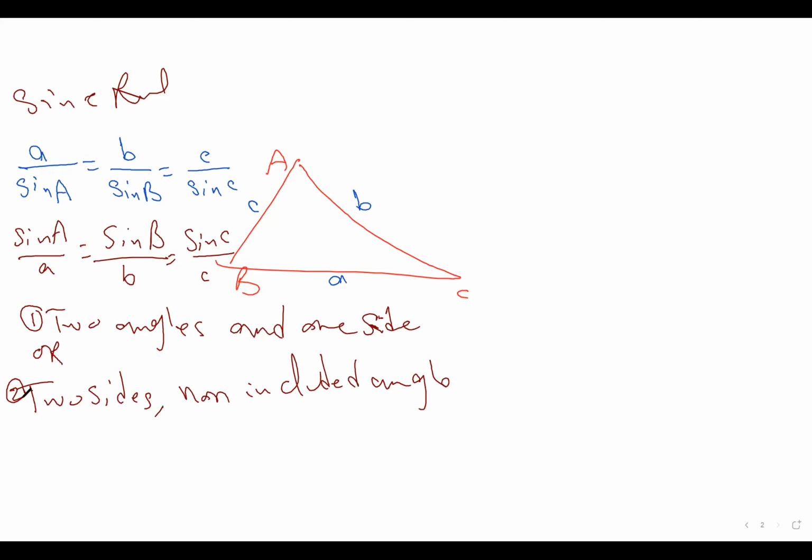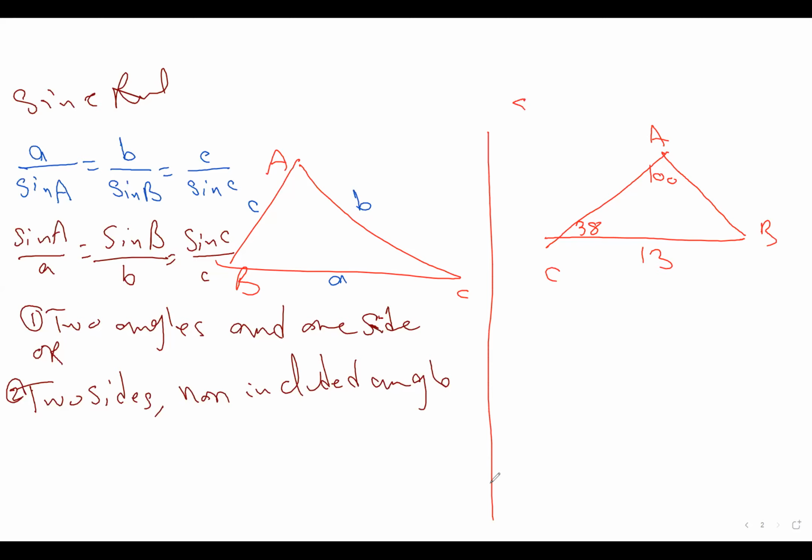For example, I'll give you an example: a triangle like this one, with angles 38 and 100, and this side is 13. Solve triangle ABC in which the measure of angle A equals 100, the measure of angle C equals 38, and the length of CB is 13. How can we solve this triangle?